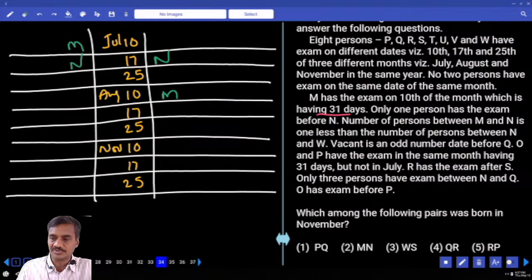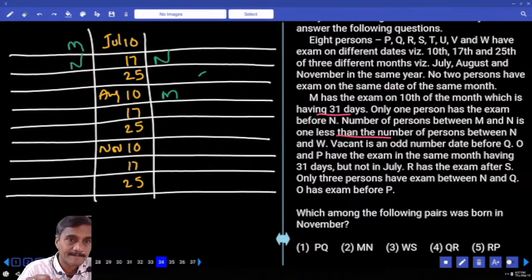And next, the number of persons between M and N is 1 lesser than the number of persons between N and W. Between M and N here there is 1 person. And between N and W how many persons? 2 persons.